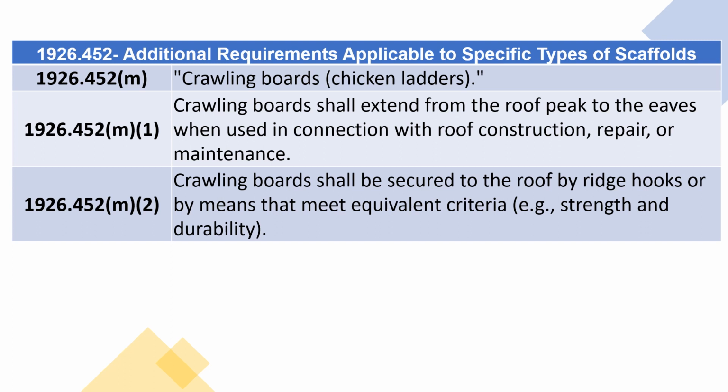1926.452 M. Crawling boards, chicken ladders. 1926.452 M1. Crawling boards shall extend from the roof peak to the eaves when used in connection with roof construction, repair, or maintenance. 1926.452 M2. Crawling boards shall be secured to the roof by ridge hooks or by means that meet equivalent criteria, e.g., strength and durability.